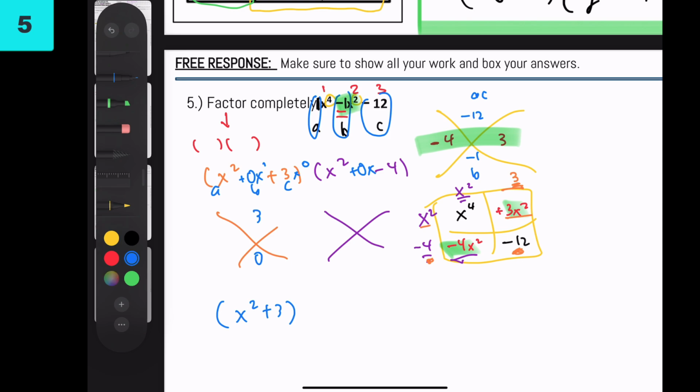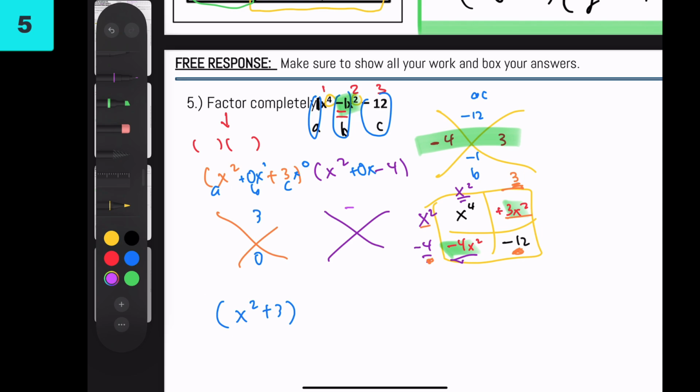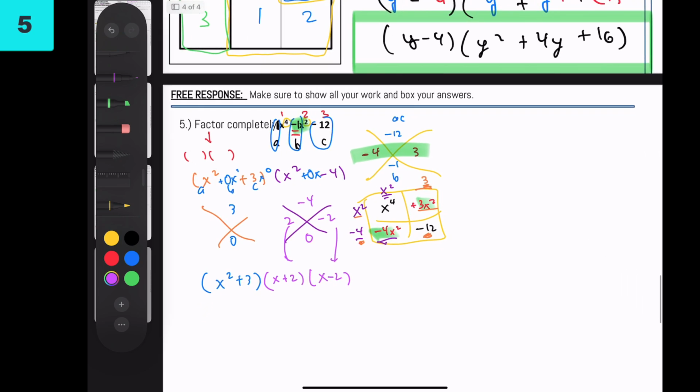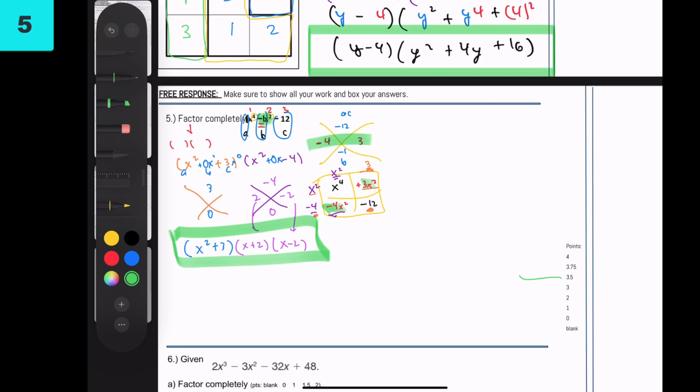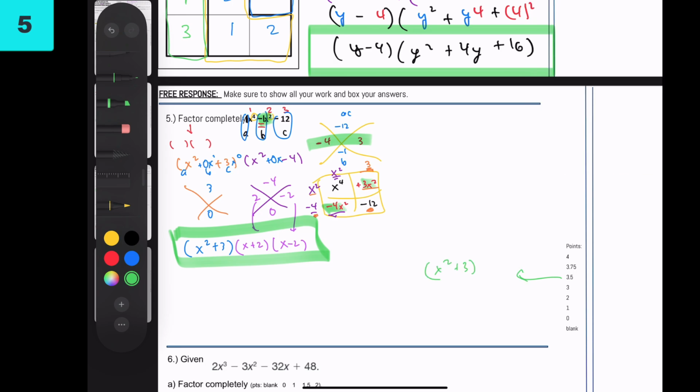Okay, let's do the purple. Let's change my purple color to a bright one. Okay, so that would be -4, B value is 0, 2 and -2. So x plus 2, x minus 2. And this would be my answer. 3.5 points if you got x squared plus 3 and x squared minus 4, because you could have factored that.